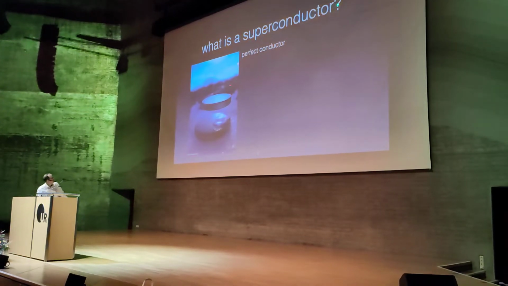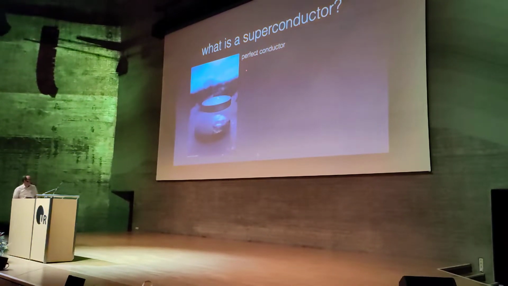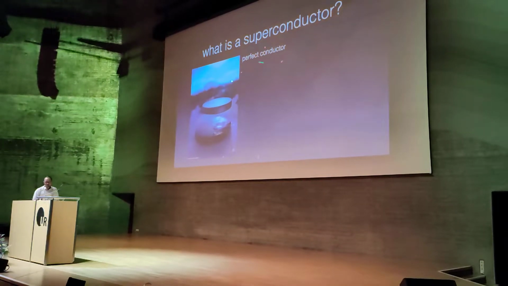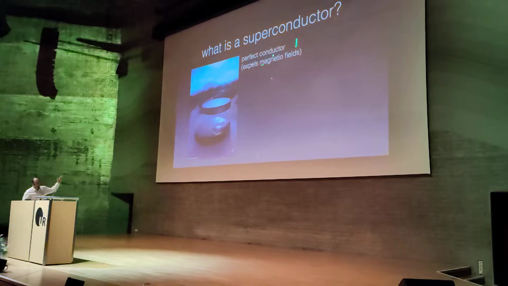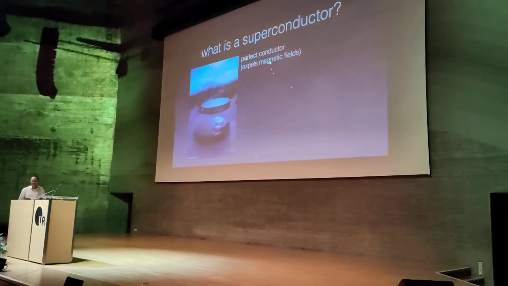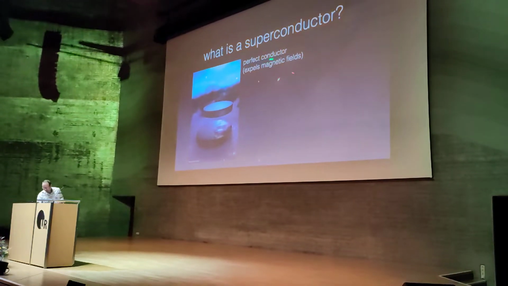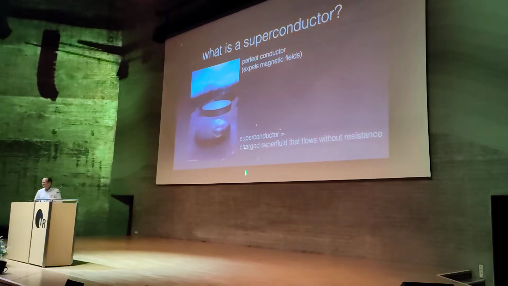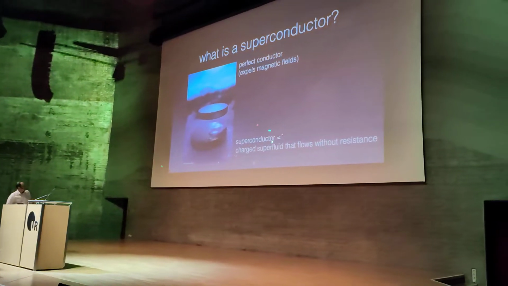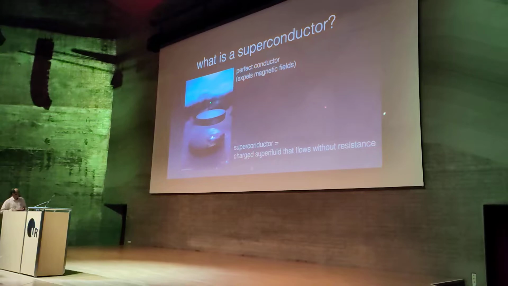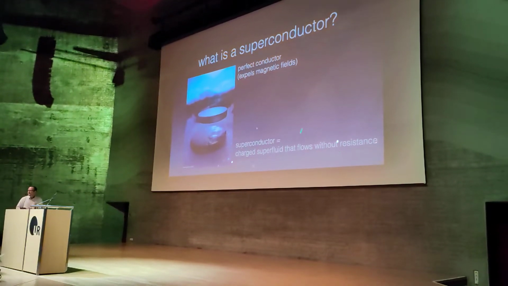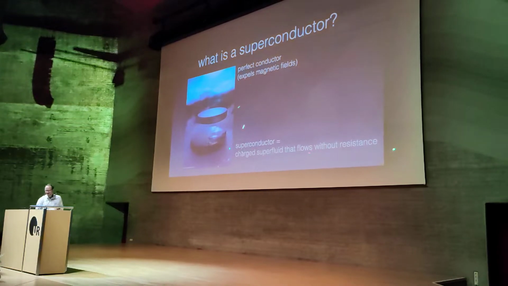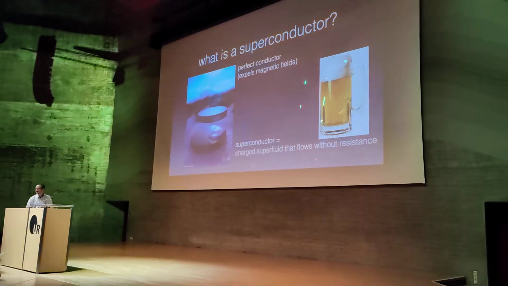And more importantly, it is a superconductor, so it conducts without resistance. It also expels magnetic fields, so the superconductor and the magnet really don't like each other, therefore they levitate. But really, that's not so intuitive, right? So a superconductor, you should think of as a charged superfluid that flows without resistance. Still not so intuitive.